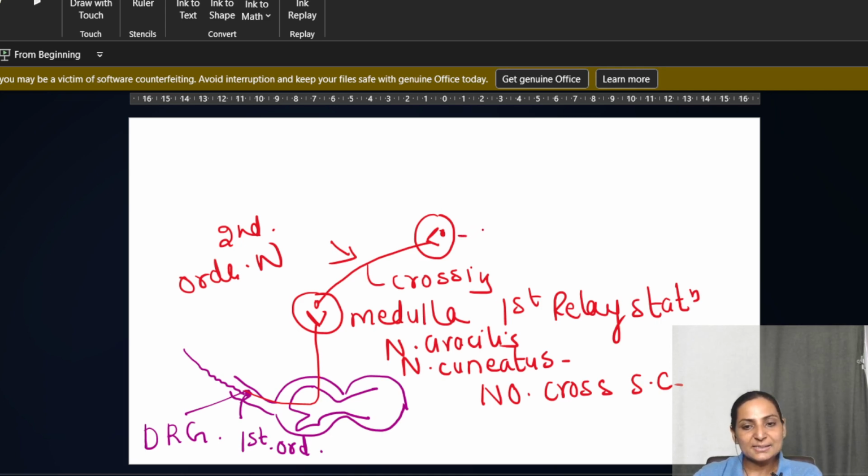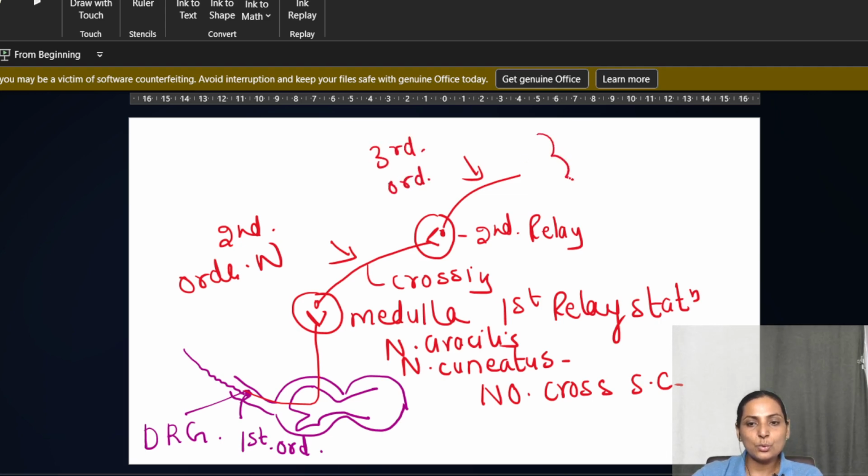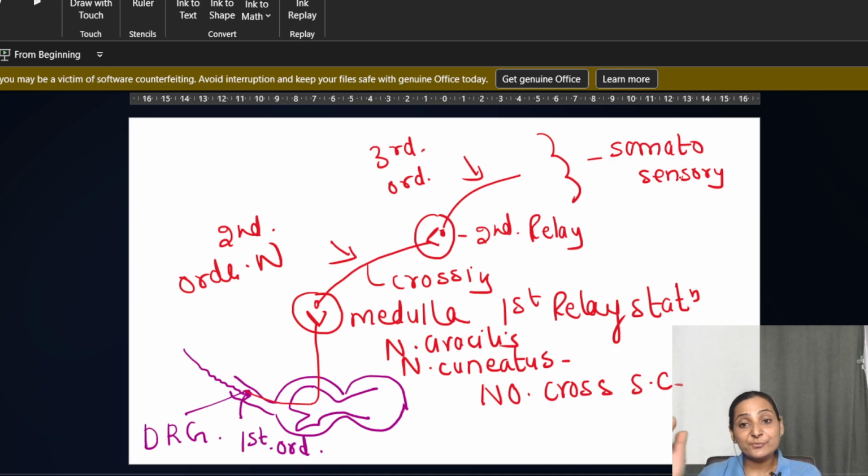So this is the second relay station because they have halted for the second time, and the fibers will be the third order neurons, which are going to go all the way to the somatosensory cortex. Do you know where the somatosensory cortex is? It is the postcentral gyrus in the parietal cortex, which is Brodmann's area 3, 1 and 2.